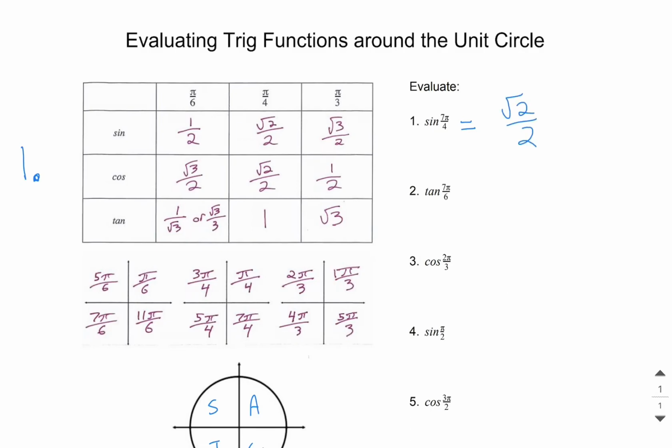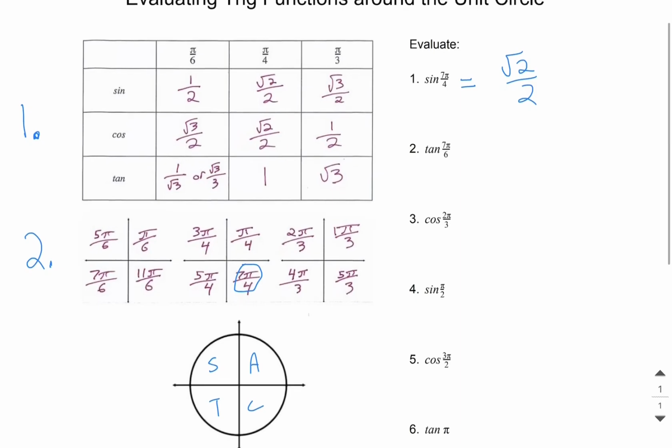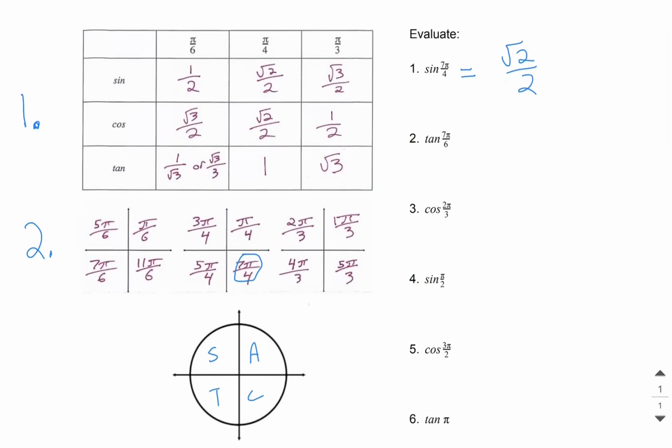The next step is to take a look at our radian measure chart and find out what quadrant 7 pi over 4 is in. When we look around our quadrants, we find that it's in the fourth quadrant right here. Then finally, we go down to our unit circle to decide whether sine is positive or negative in that quadrant. In the fourth quadrant, cosine is the only thing positive, which means the sine would have to be negative. So our answer is negative rad 2 over 2.